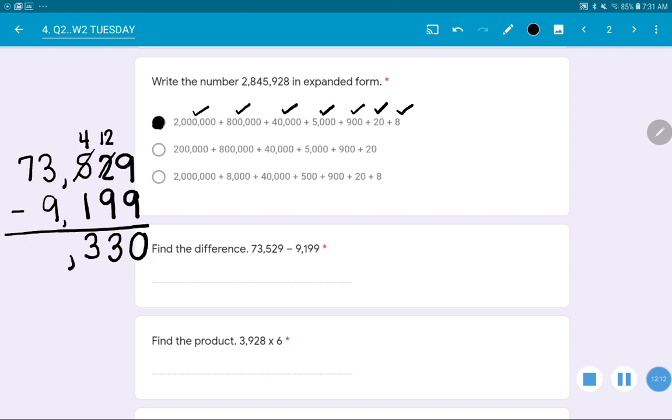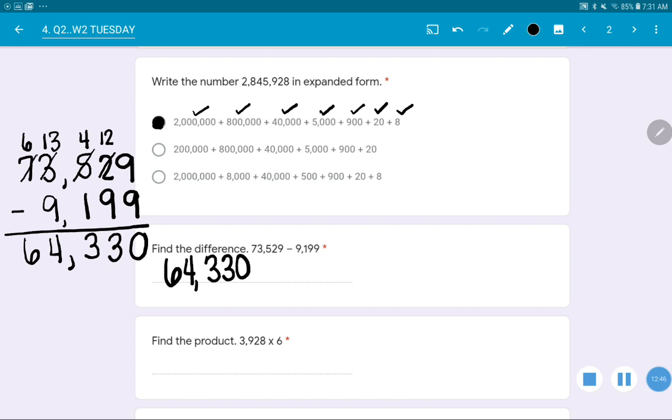Put my comma. If I come over to my thousands place, 3 minus 9 makes a negative number, so I'm going to borrow one of my 10,000s. That leaves me with 6. I'm going to add 10 to the 3, which makes 13. 13 minus 9 is 4, and 6 minus nothing is 6. So the difference is 64,330.